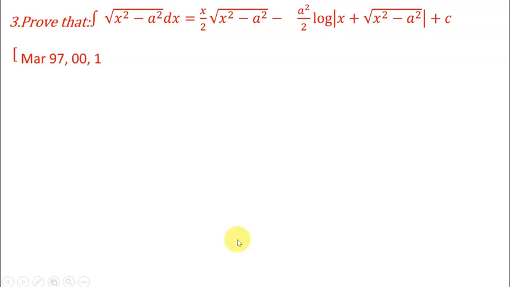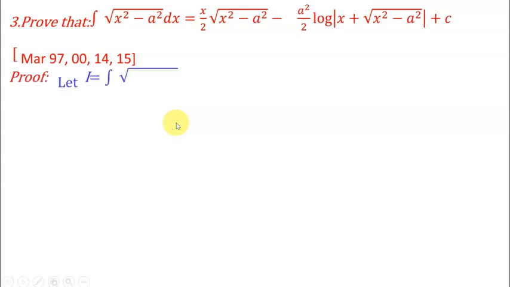Now next example. Prove that integral of root of x square minus a square dx is equal to x upon 2 root of x square minus a square minus a square upon 2 log of mod of x plus root of x square minus a square plus c. This is an important formula for integration asked in board examinations.